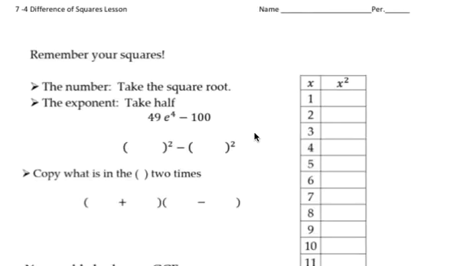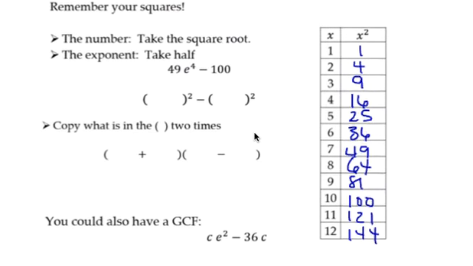Okay, to begin this lesson on difference of squares, the first thing I want you to do is square each of the numbers in the chart. So we have 1 squared is 1, 2 squared is 4, 3 squared is 9, 4 squared is 16, 5 squared, 6 squared, 7 squared, 8 squared, 9 squared, 10 squared, 11 squared, and 12 squared. This video is going to go kind of fast, so just stop it if you need to, or you can always rewind it.